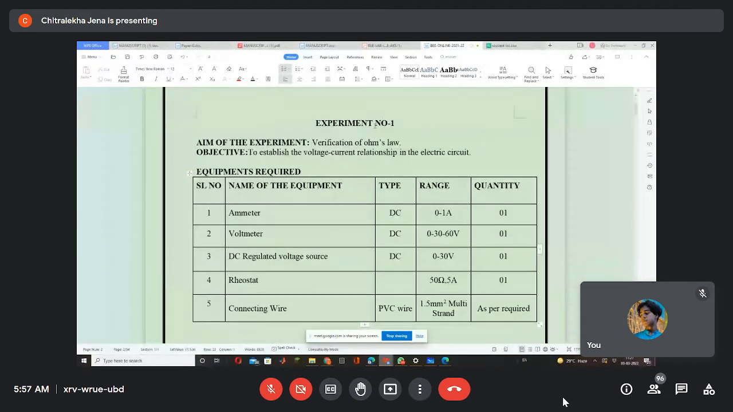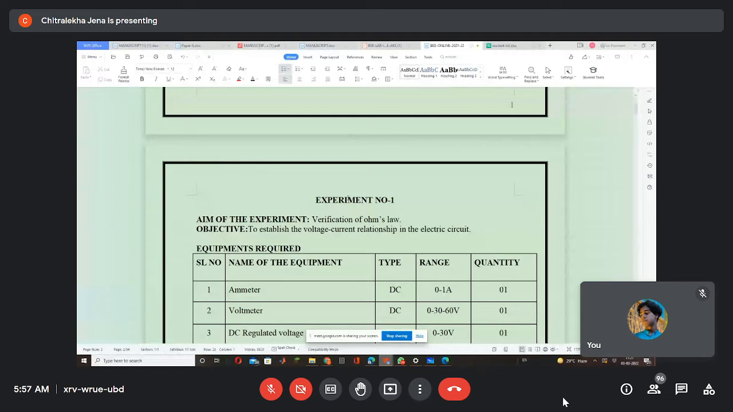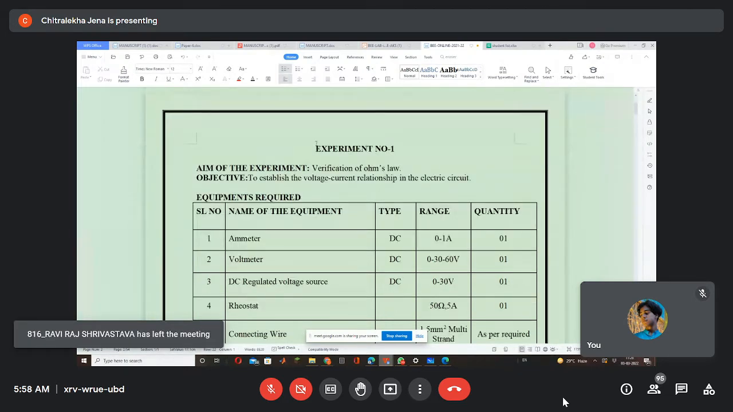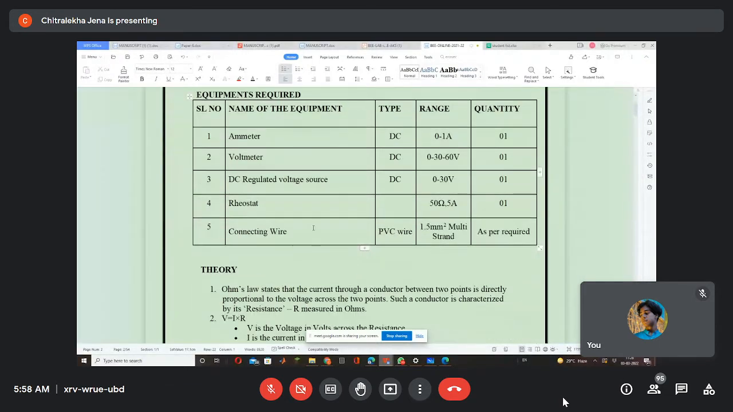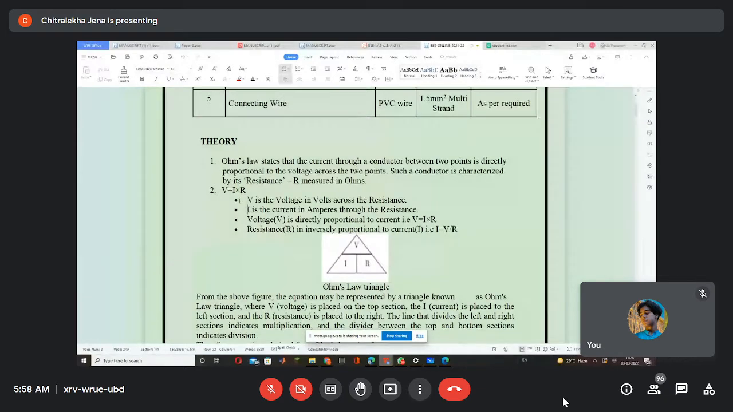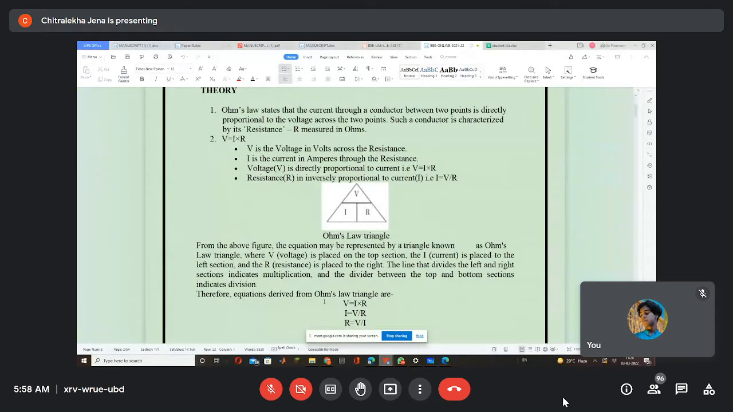Okay, so suppose you have completed experiment number 1 today. Then in the report, you will write down experiment number 1, aim of the experiment, objective, equipment required. Then the theory part. As I have told you, this theory we have provided for your knowledge, but when you submit the report, there is no need to write the total theory. Find out the gist of that theory. That means if it is a verification of Ohm's law, write down Ohm's law and the formula associated with Ohm's law. Okay, clear to all of you?